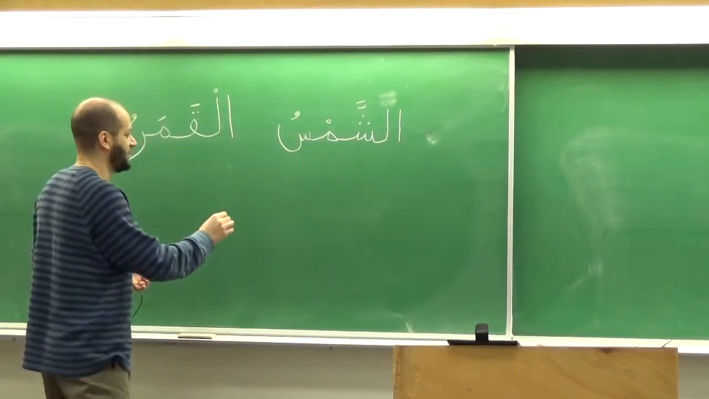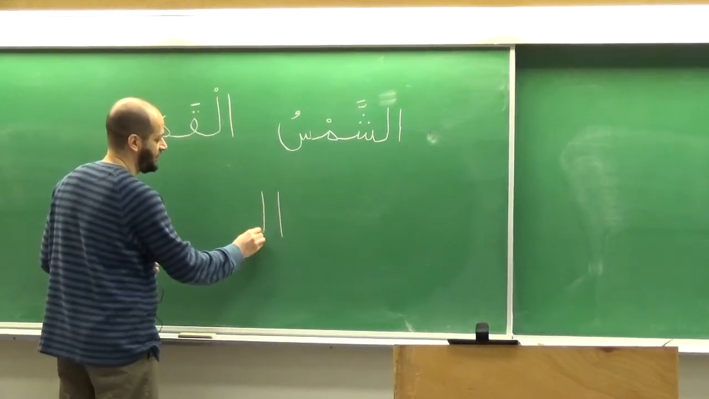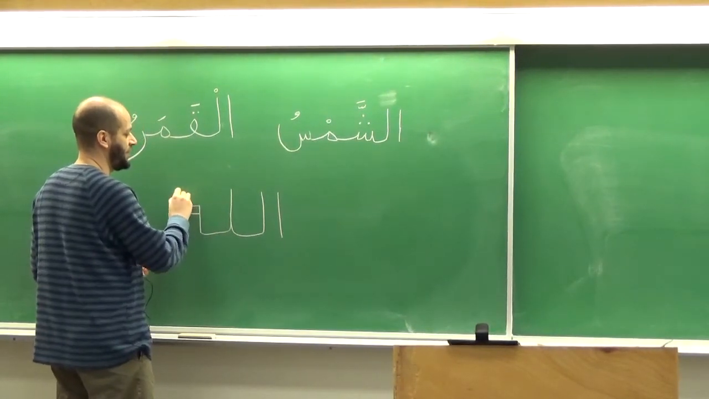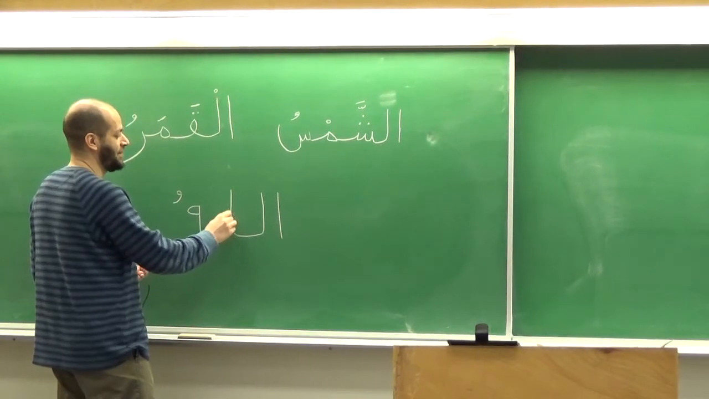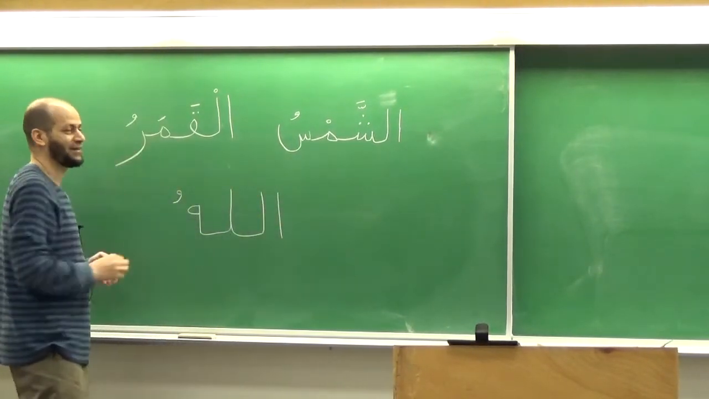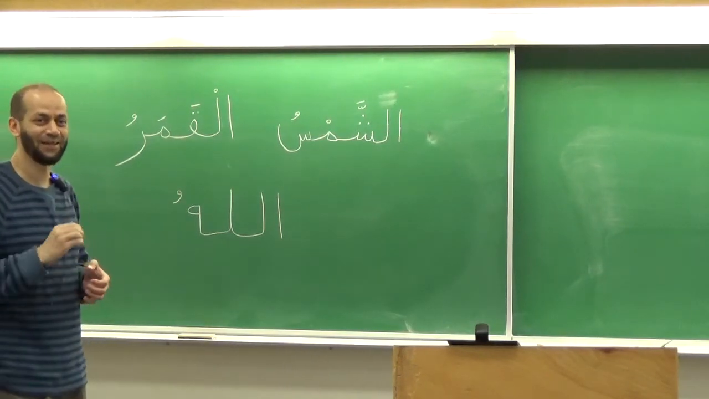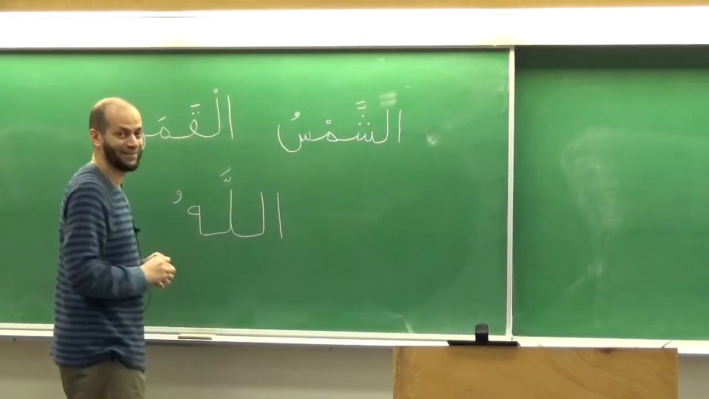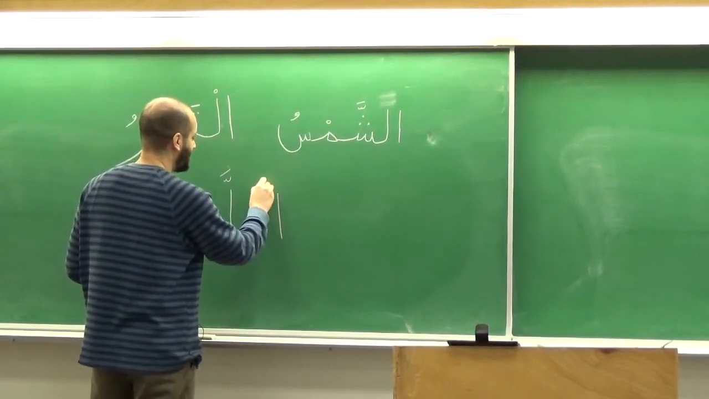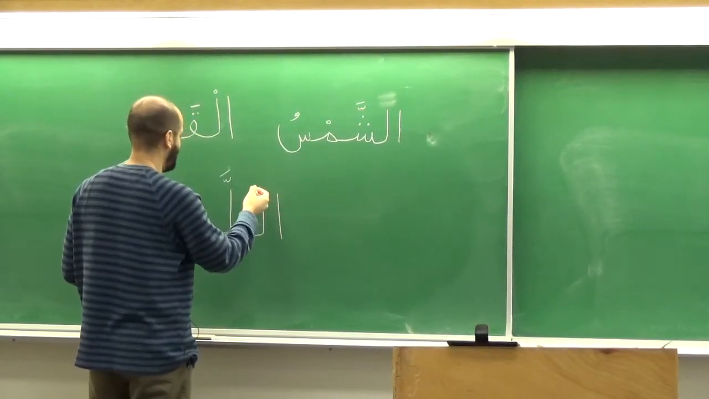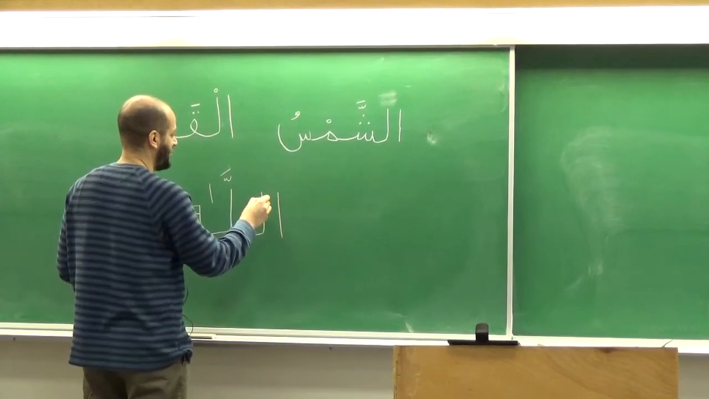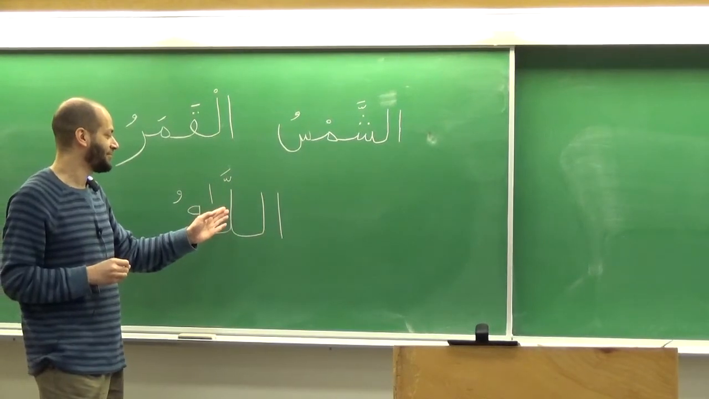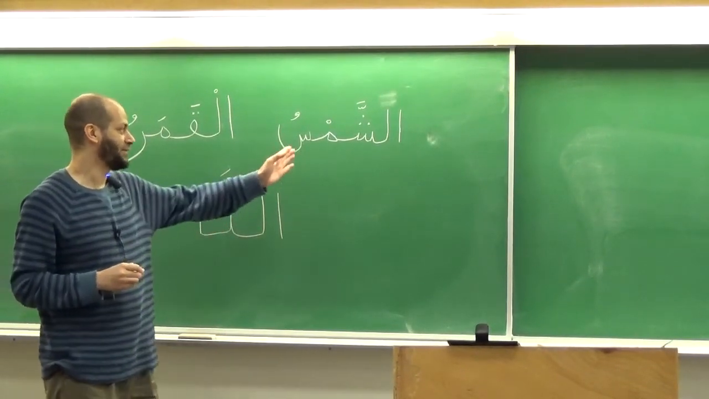Lafzul jalala is the word Allah. When I write the word Allah, can anybody tell me if this lam is a shamsiyah or qamariya? Yes, but why? All right, because there's a shadda here, right? So if we write it as they would write it in the mushaf, they would write it like this. They probably don't put a sukoon on the lam. So this lam is a shamsiyya lam, a shamsiyya letter.